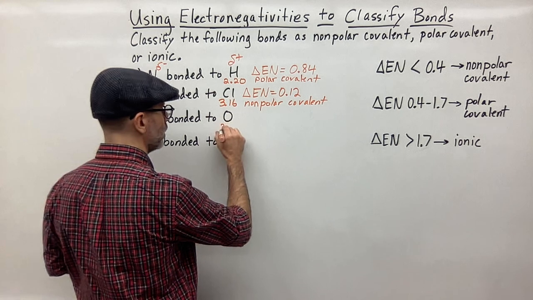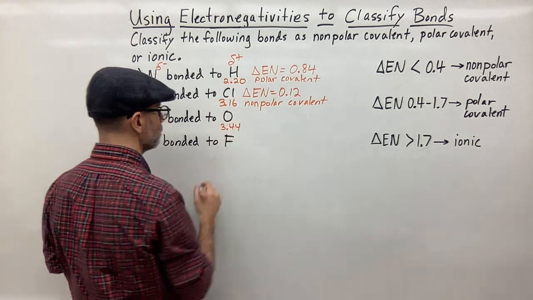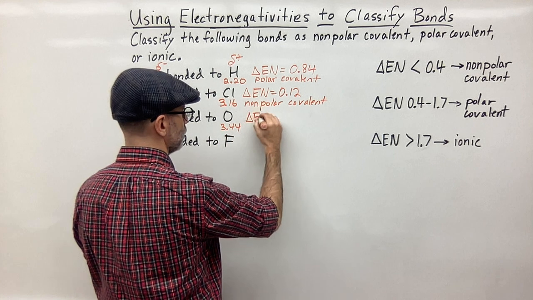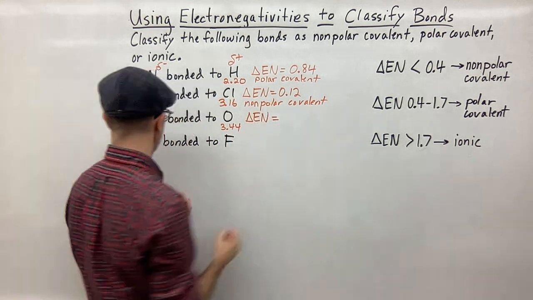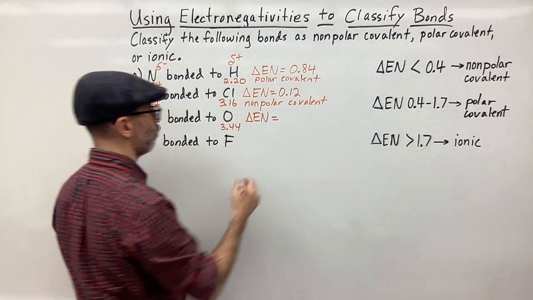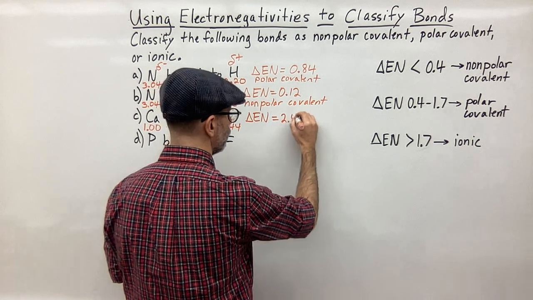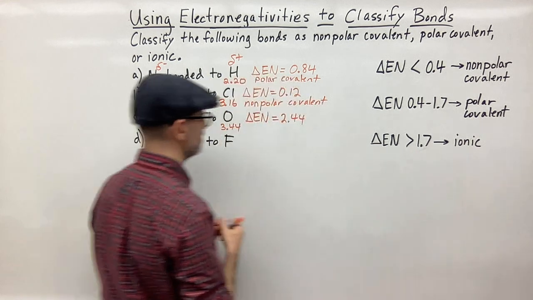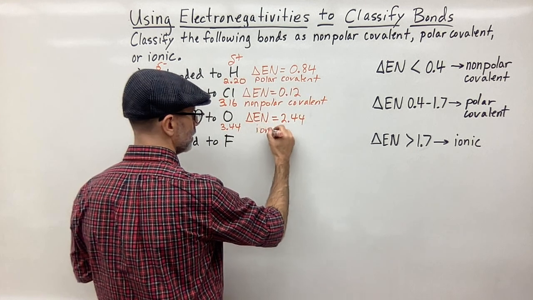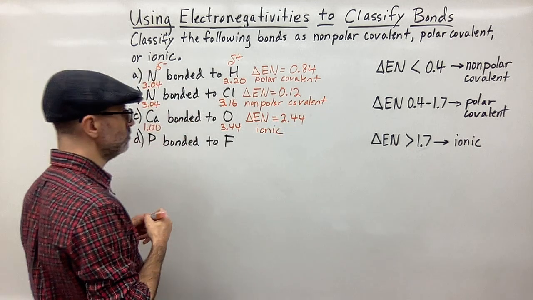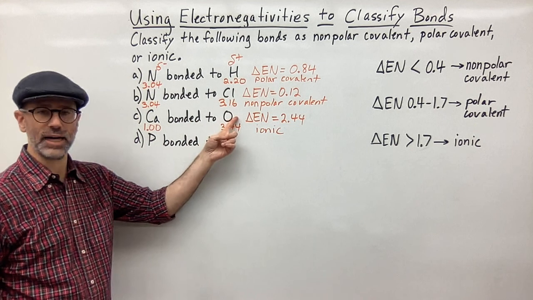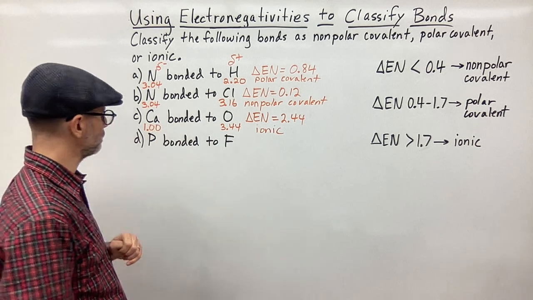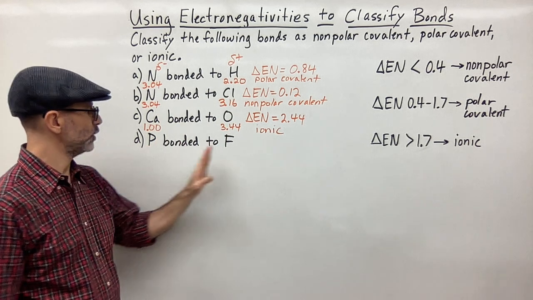So here we have 3.44. And if we take the difference between those two, the electronegativity difference is going to be 2.44, and that is well above the 1.7. So this is definitely ionic. Okay. So we're going to have a negative ion for the oxygen, which is a -2, and a +2 for the calcium. And finally, we got phosphorus and fluorine.